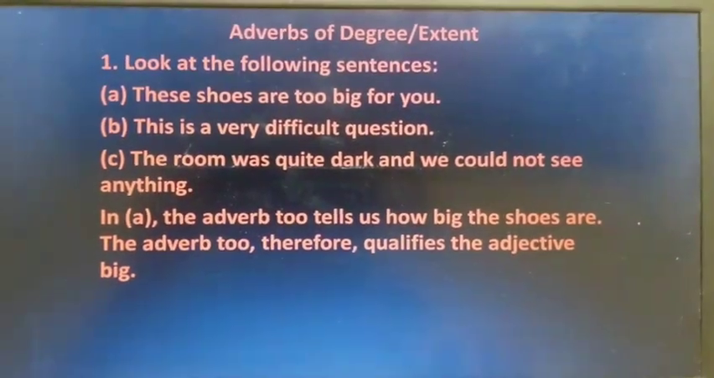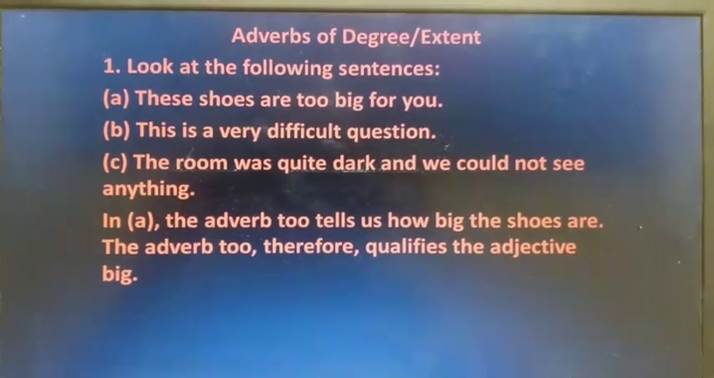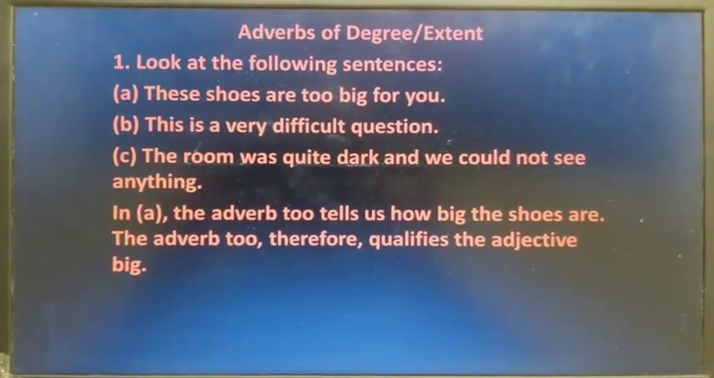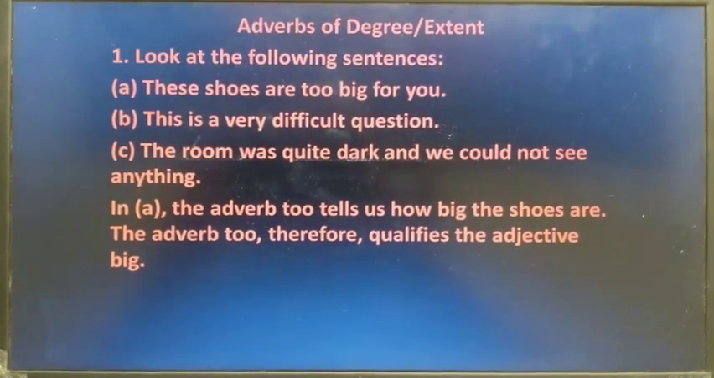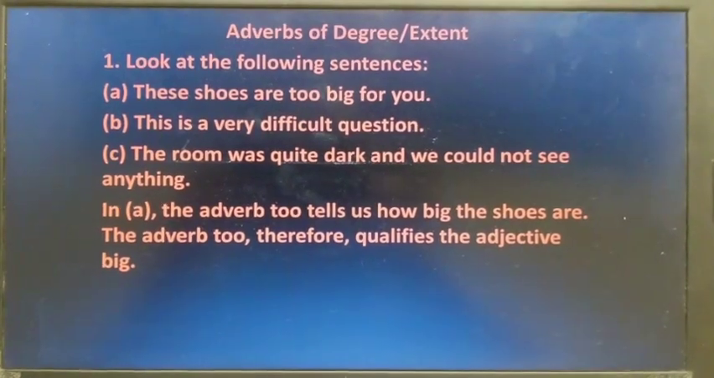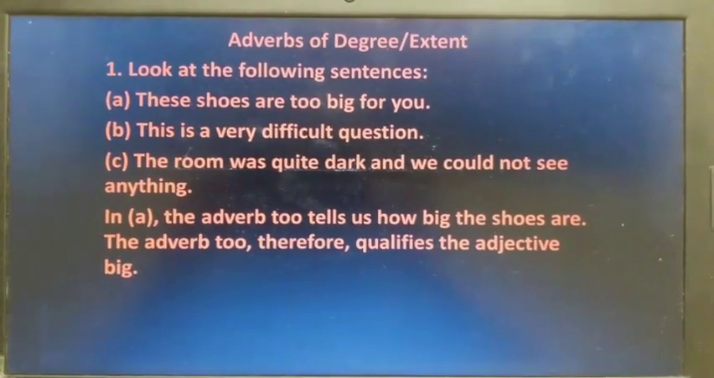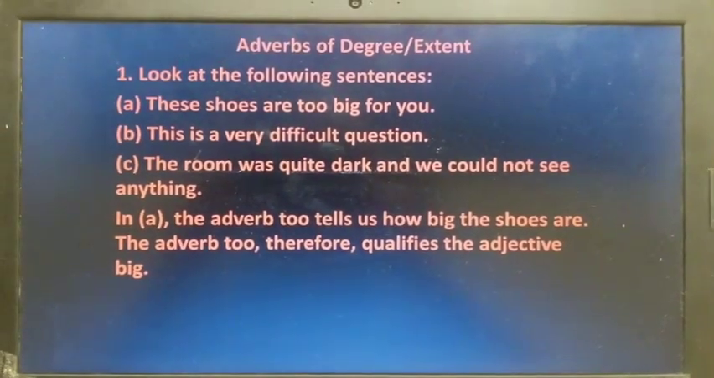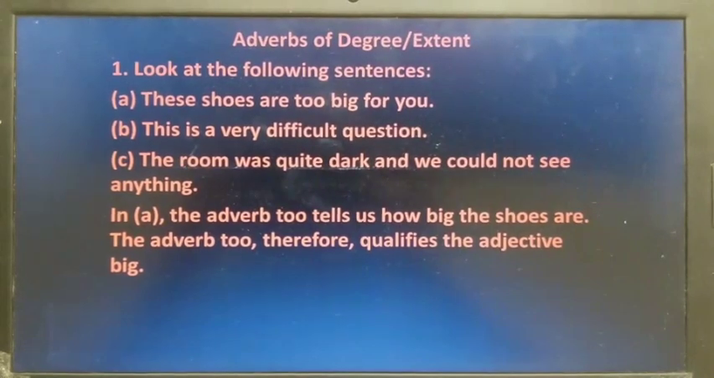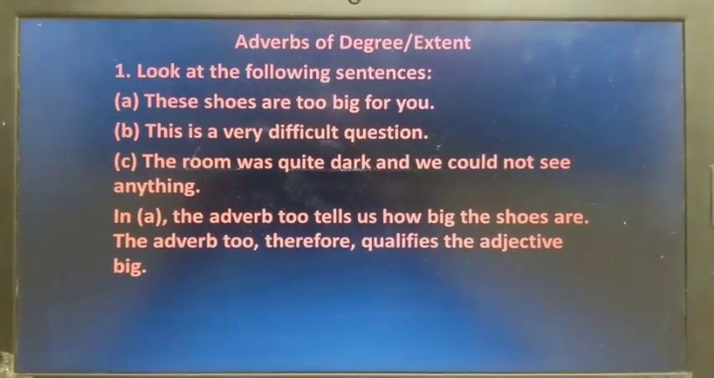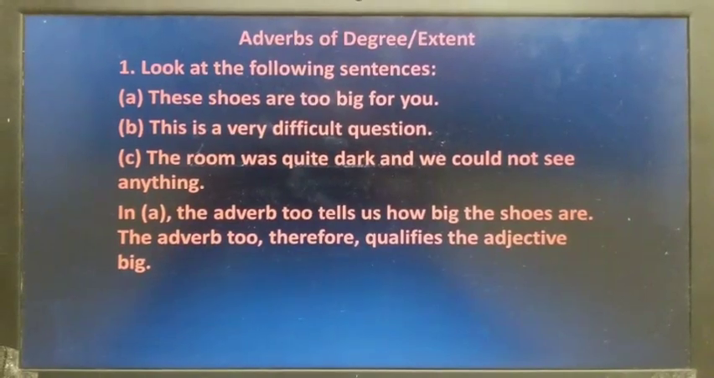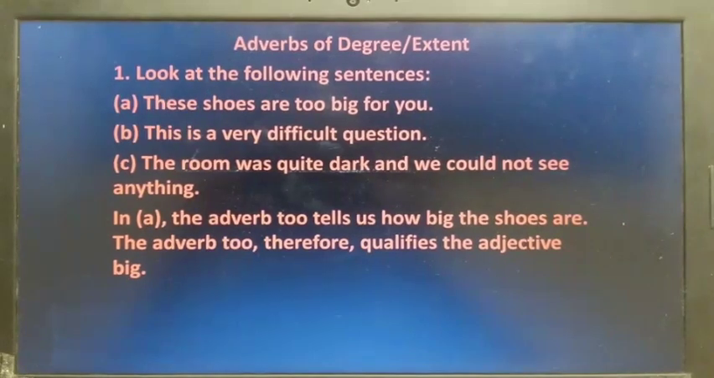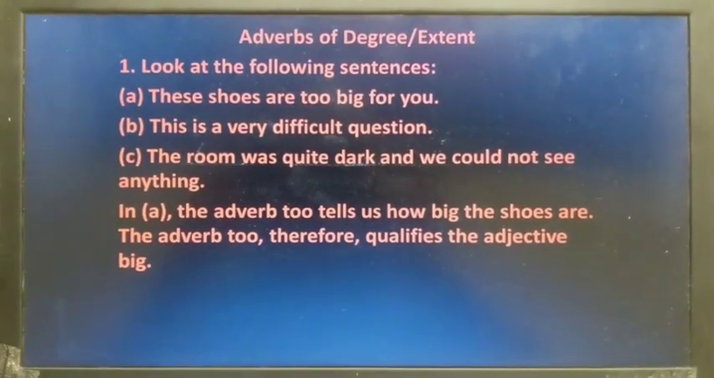Adverb of degree first. It is also called adverbs of extent. We'll study the examples. These shoes are too big for you. So students, you can see the noun over here, shoes, which has the adjective big. Big is describing the shoes. Now, too over here is actually qualifying the adjective big. It is telling us how big the shoes are. So the word is too big. So too is the adverb of degree.